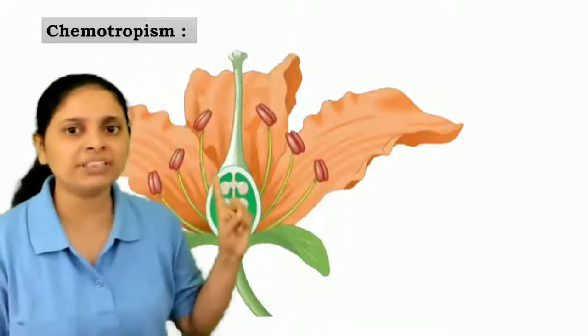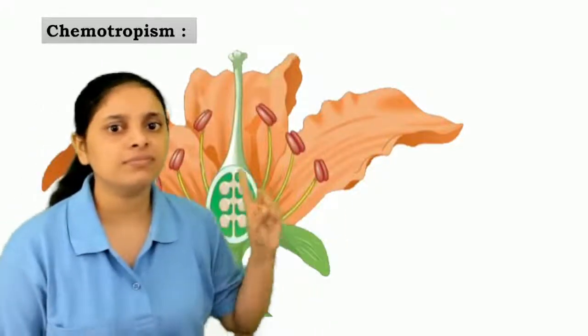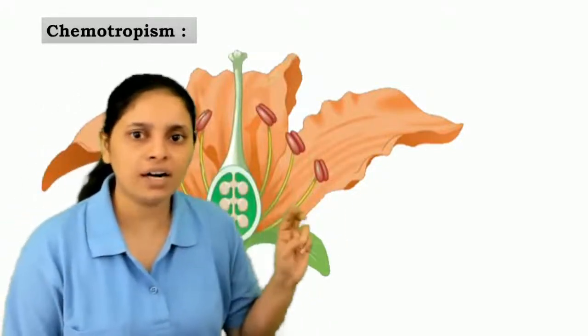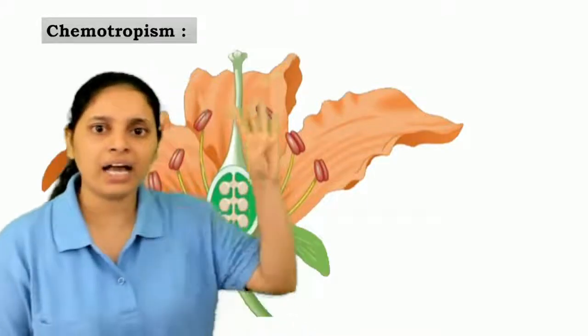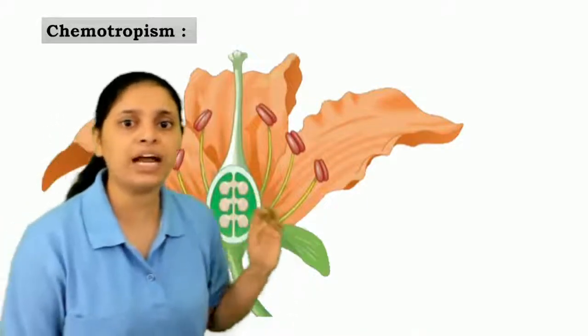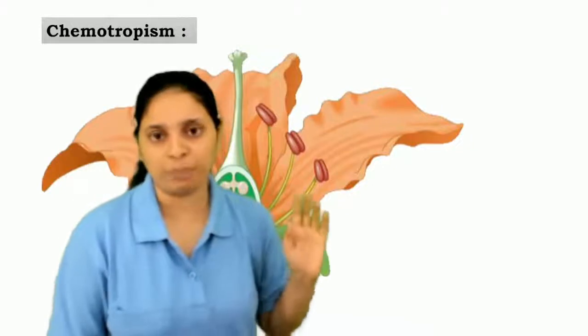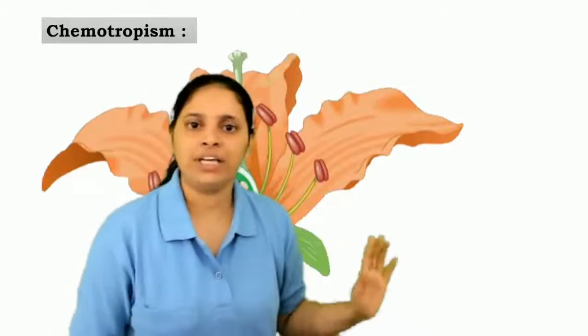Okay. देखो अभी तक हमने क्या क्या पढ़ा है? Phototropism, next gravitropism, third hydrotropism, and now we are studying the fourth type, that is chemotropism. Okay, again very easy to understand.